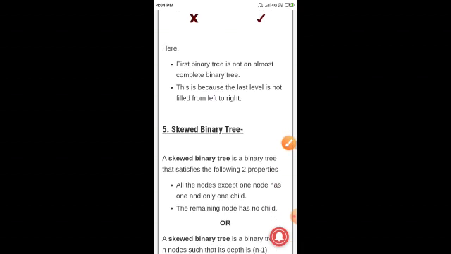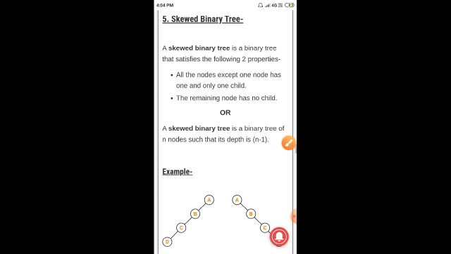Okay, the last one, skewed binary tree. When we have to call a binary tree a skewed binary tree, if it is satisfying these conditions. So what are those conditions? All the nodes except one node have one and only one child. The remaining node has no child. So except one node, the remaining has no child.